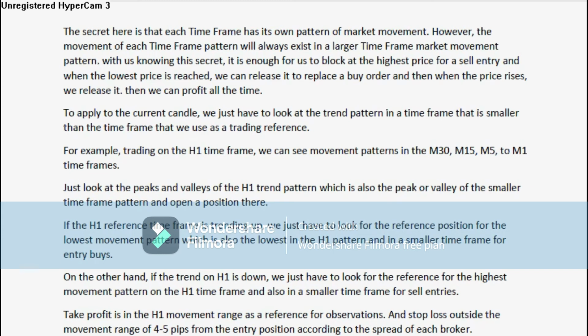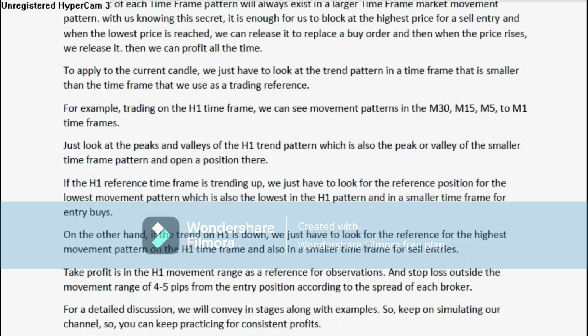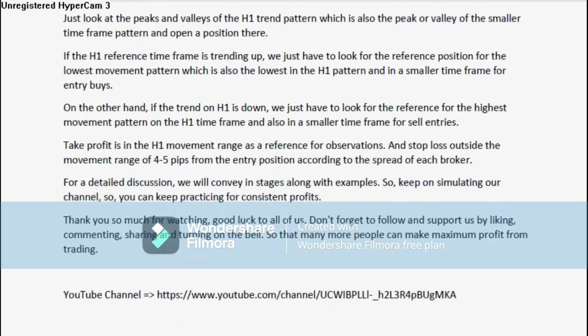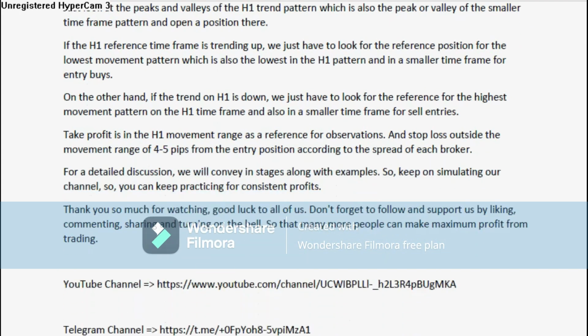If the H1 reference time frame is trending up, we just have to look for the reference position for the lowest movement pattern, which is also the lowest in the H1 pattern and in a smaller time frame for buy entries. On the other hand, if the trend on H1 is down, we just have to look for the reference for the highest movement pattern on the H1 time frame and also in a smaller time frame for sell entries. Take profit as in the H1 movement range as a reference for observations. And stop loss outside the movement range of 4 to 5 pips from the entry position according to the spread of each broker. For a detailed discussion, we will convey in stages along with examples.